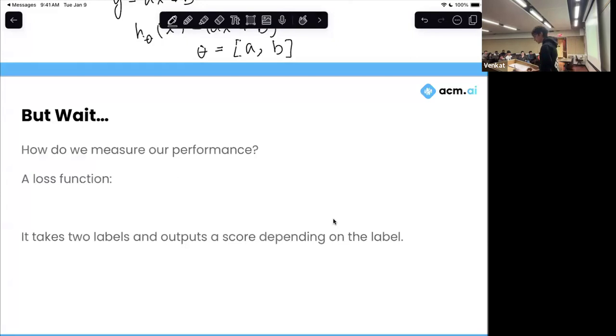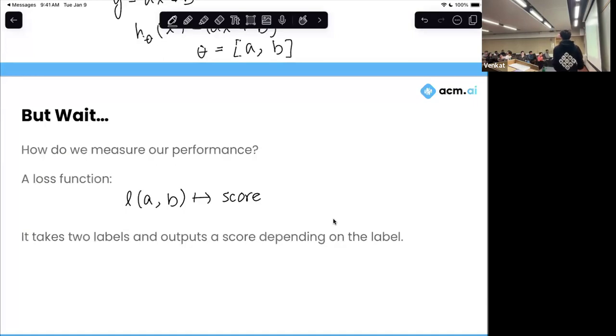So what our loss function does is it takes in two inputs, A and B, and it outputs a score. And generally speaking, the lower the score, the better we're doing. The higher the score, the worse we're doing. So when we're thinking about this, we have some function that we're trying to learn. We have a set of true values that we know, which is our data set. And now we have a way to measure the difference between our predicted and our actual expected values.